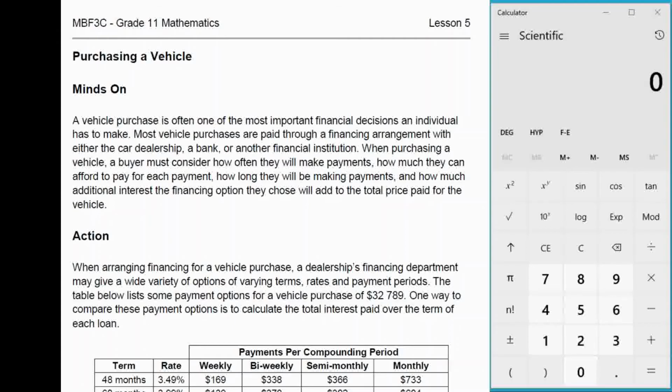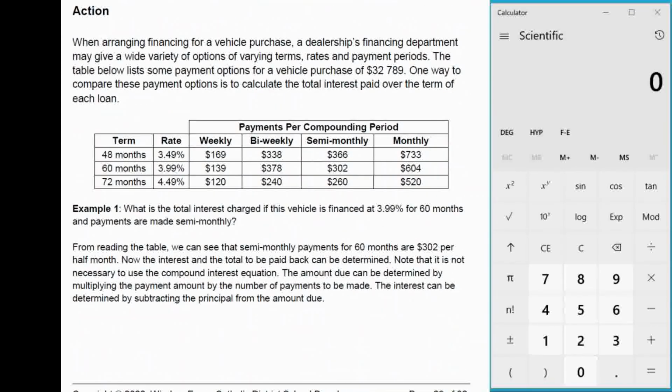So we'll start here with a sample of a payment chart. It says here that when you're arranging for financing for a vehicle purchase, the dealership's financing department may give you a wide variety of options. They'll give you varying terms, varying rates, varying payment periods. But what they really try to sell you is on what are the payments. Can you afford $169 weekly, or can you afford to pay $240 each week?